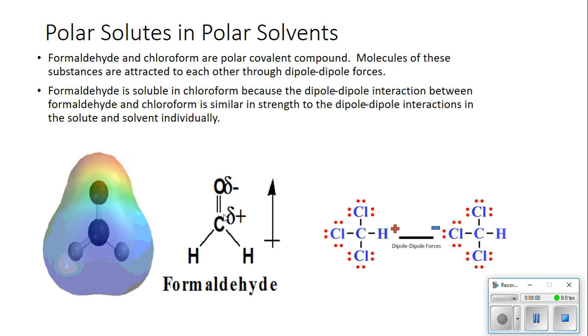When you mix formaldehyde with chloroform, since both your solute and your solvent have dipole-dipole attractive forces, the solute and the solvent can also interact through dipole-dipole attractive forces. And as long as the dipole-dipole between formaldehyde and chloroform is just as strong, if not stronger than formaldehyde dipole-dipole and chloroform dipole-dipole, then that interaction between solute and solvent will cause the solute to dissolve. It will cause it to be soluble.